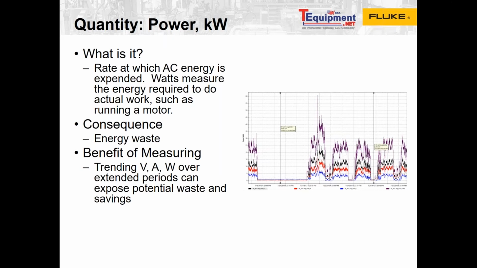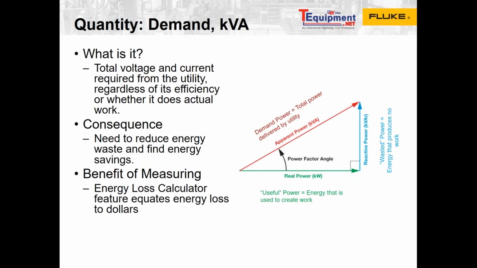Demand, kilovolt-amperes. This is what's called apparent power, and it's kVA. And kVA is the power which magnetic equipment such as transformers, motors, and relays need to produce that magnetizing flux. In other words, it's the total voltage and current required from the utility, regardless of its efficiency or whether it actually does any work. Technically, you can get a bunch of power from the utility and completely waste it. You can have a ton of foam in your beer and really no liquid, which would be bad for your facility. So the consequence here, again, is you want to reduce the total demand that you're putting on the utility. And that's just your overall utility bill, not even getting into the surcharges. I just want to lower my overall energy usage.